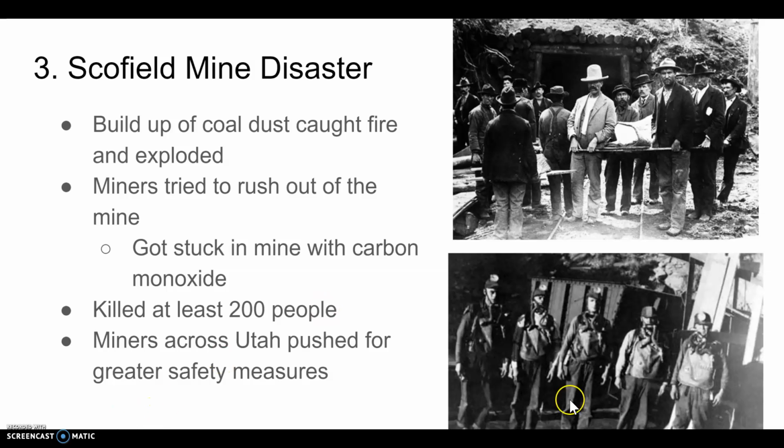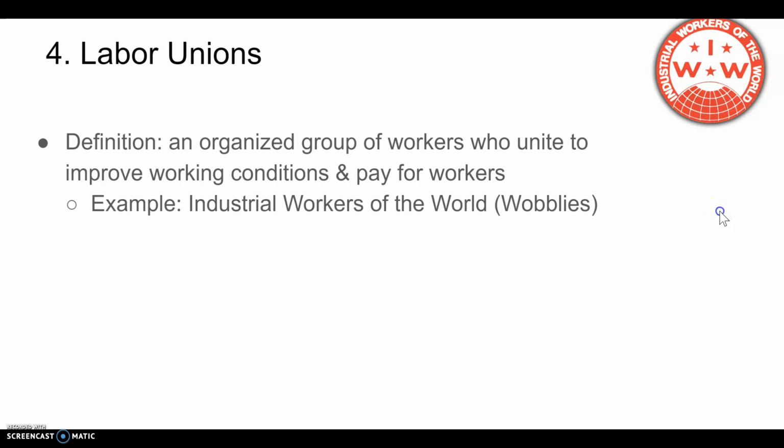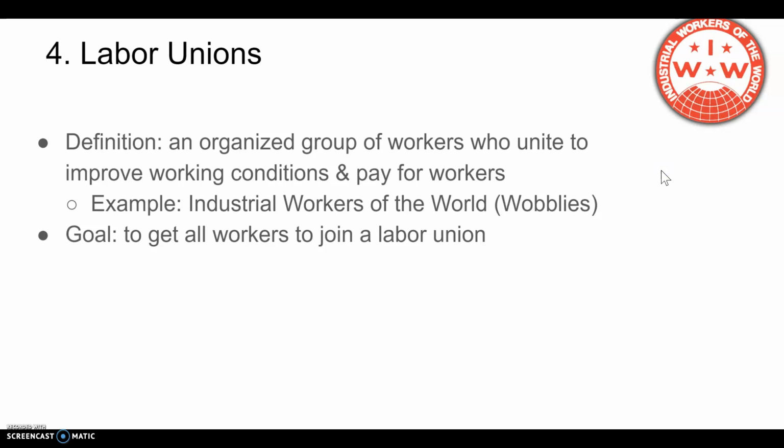So a lot of these miners come together and they form these unions and they push for greater safety measures. So the fourth idea here are these labor unions. By definition, a labor union is an organized group of workers who unite to improve working conditions and pay for workers. So we have an example called the Industrial Workers of the World. Their nickname was the Wobblies. Here's their logo over here. Their goal was to get all workers to join a labor union.